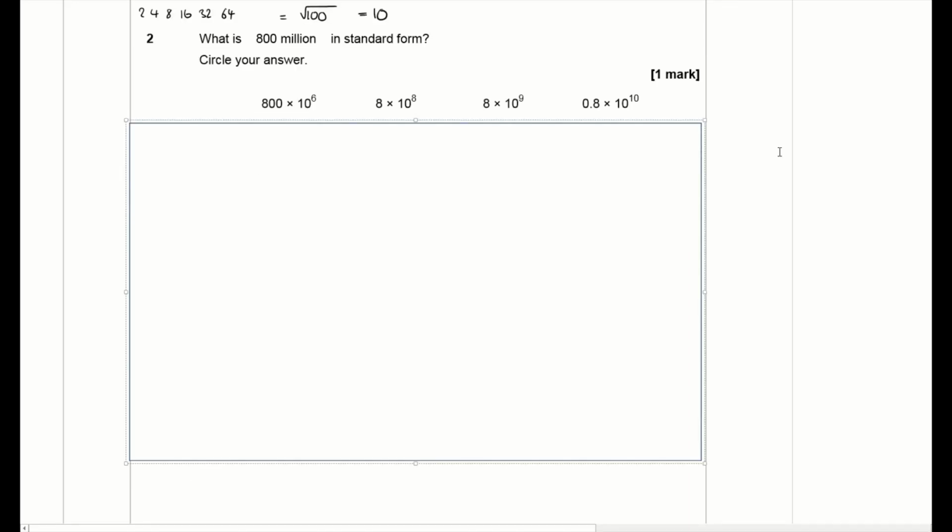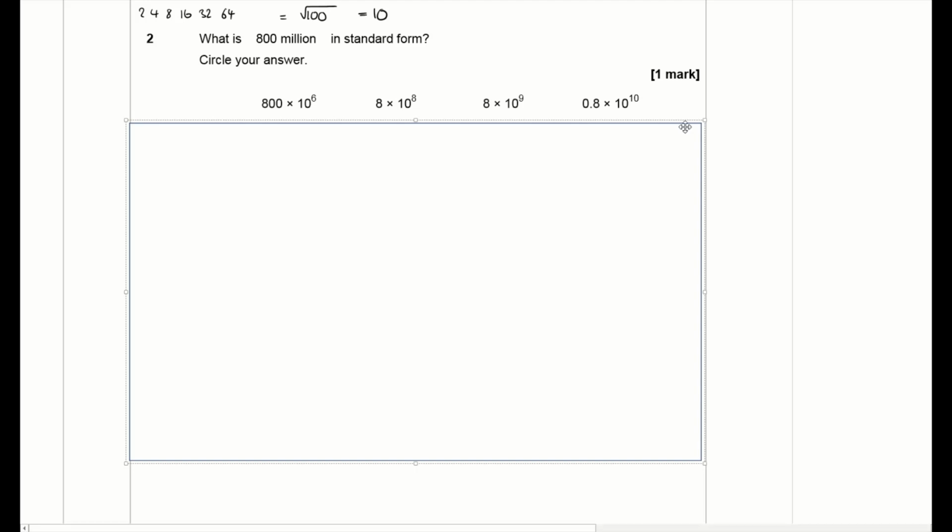Question 2. What is 800 million in standard form? Circle your answer. When you write a number in standard form, the start number must be between 1 and 10, but not including 10, and the power must be an integer. So that's a whole number like 1, 2, 3, 4. It can actually be 0, and integers also include negatives like -1, -2, -3.